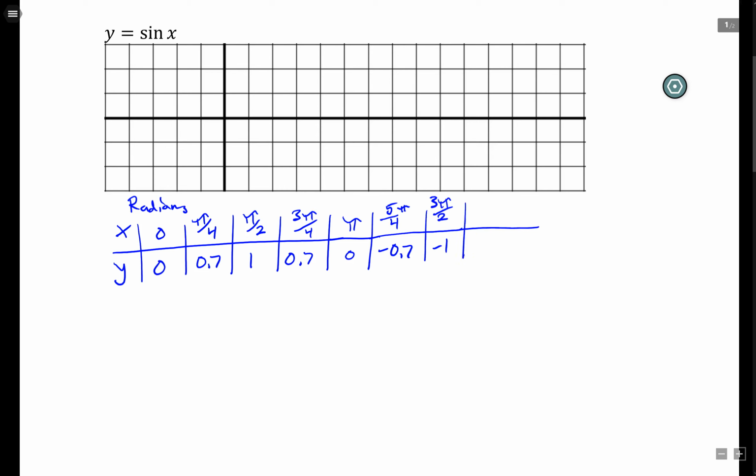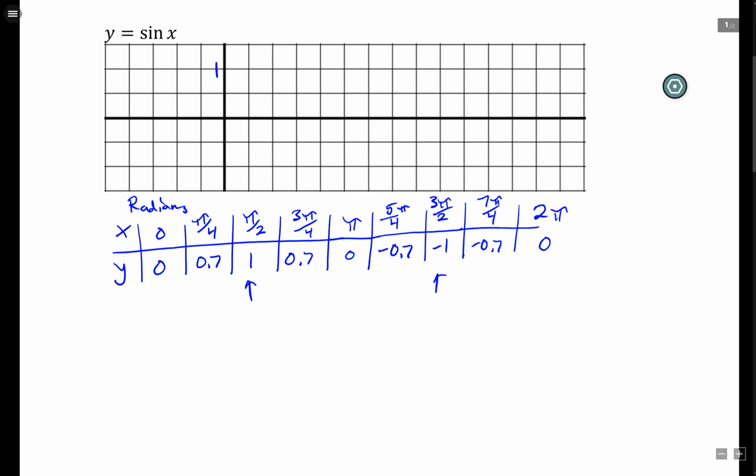And let's just finish it off. We'll make it the whole way around the unit circle. Next would be 7 pi over 4. That's negative 0.7. And then 2 pi. Notice we've made one complete trip around the unit circle now. If you have it in front of you, you can see it. 2 pi is 0. So, okay, how am I actually supposed to graph these values? First of all, notice that I'm only ever getting up to 1 and down to negative 1.